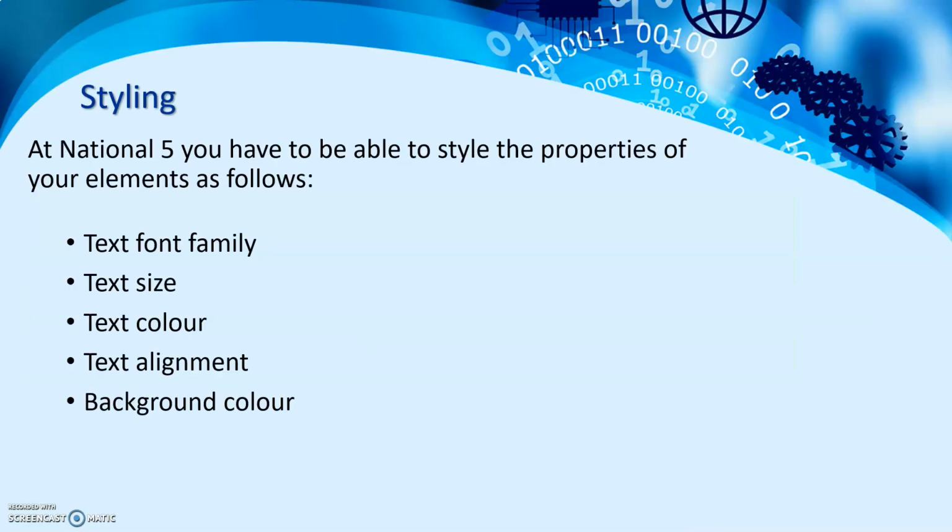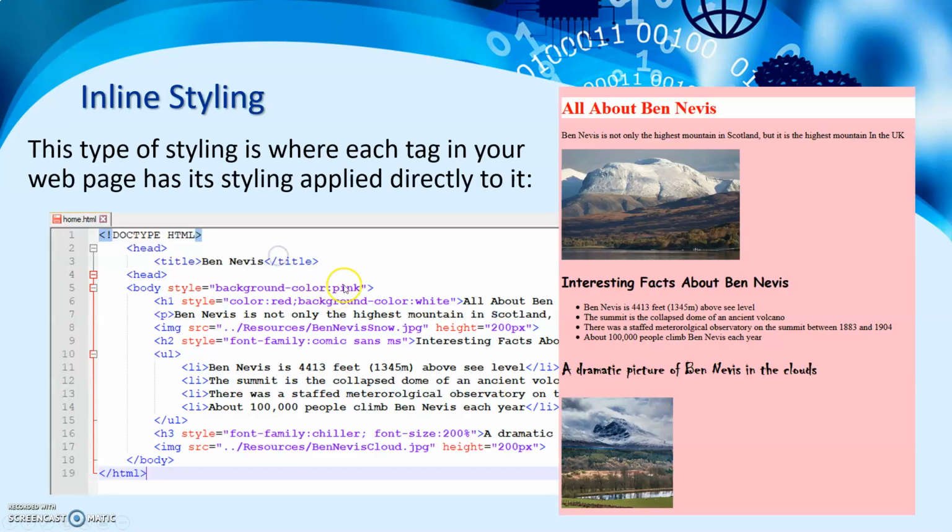Okay, so a little bit about styling now. National 5, you have to be able to style the properties of your elements as follows. I mentioned this already. The text font family, text size, text color, text alignment, and background color. And you've done all this in 3rd year. In 3rd year, you learned about inline styling. Now, this type of styling is where each tag in your web page has its styling applied directly to it.